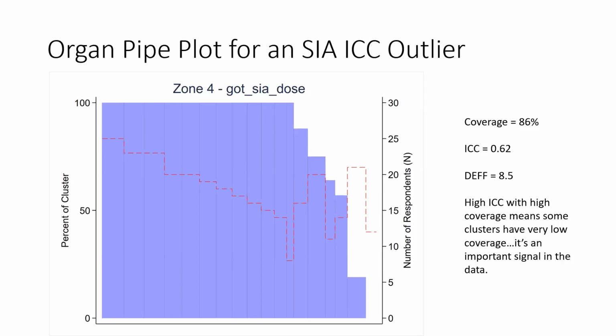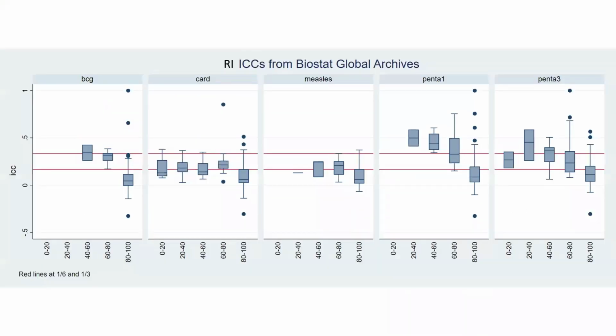I don't know if you want to plan for the outliers. You probably don't want to use a conservative value of 0.6 in your planning because that would lead to a very big sample size. So you want to cover most of the strata with your sample size, but then in the analysis at the end, there can be some signal in calculating what the design effect was, and some signal in looking at these organ pipe plots.